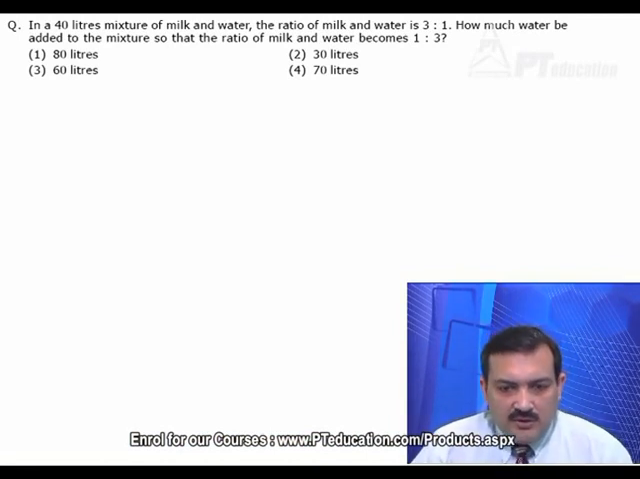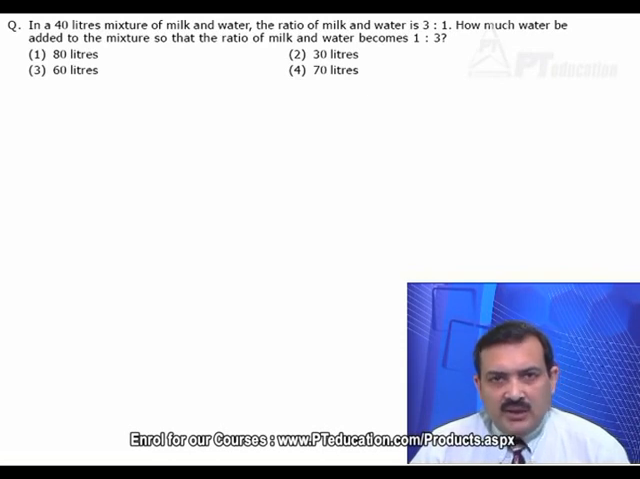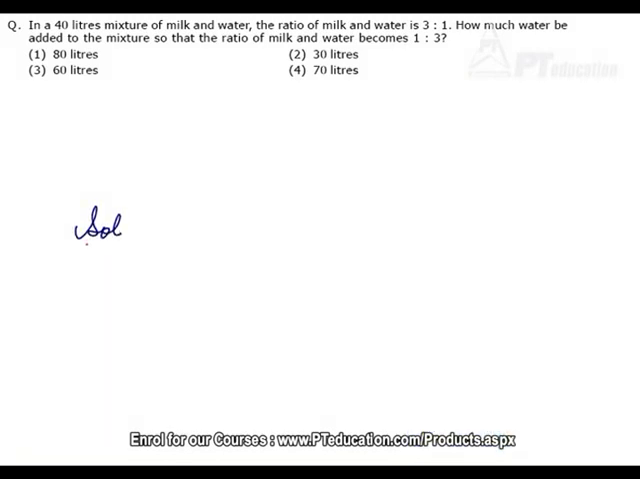Now the next question. In a 40 liter mixture of milk and water, the ratio of milk and water is 3:1. How much water should be added to the mixture so that the ratio of milk and water becomes 1:3? Here is the solution.